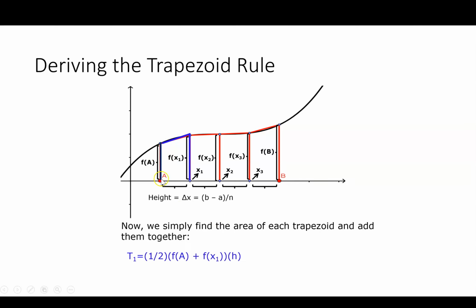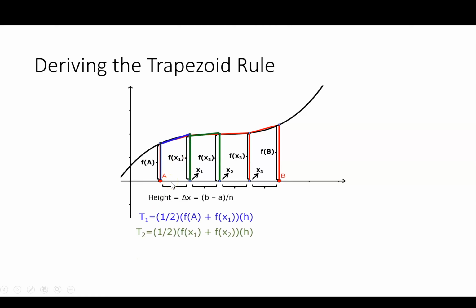This first trapezoid had endpoints of a, which was my left endpoint, and then x sub 1, my first in-between x point. So I have 1/2 base 1 plus base 2 times height. Again, height is this delta x here, the b minus a over n. f of a would be my base 1 because it's my vertical distance up between the x-axis and the curve where x is a. So it's f of a. That's my base 1, and then base 2 would be f of x sub 1.